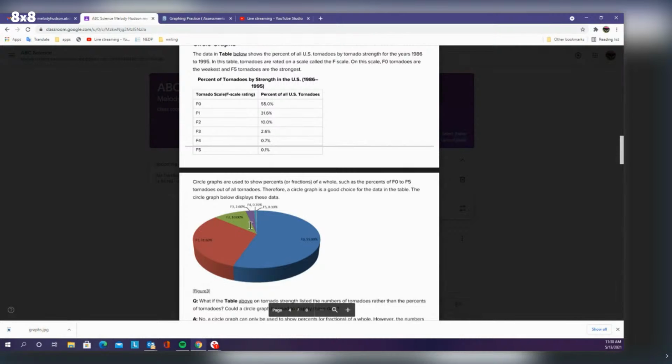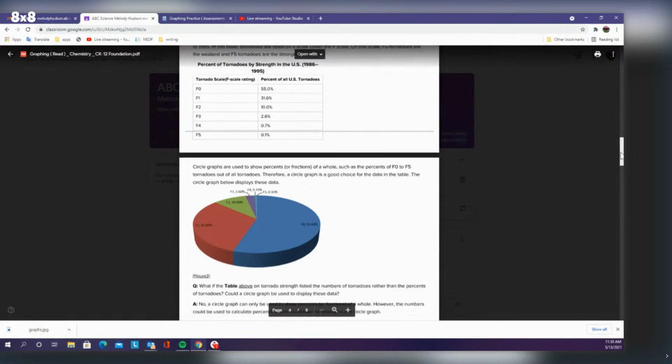Again, we can really see pretty easily that F0 tornadoes are 55%. We know looking at this circle that it's more than half, right? And then we can tell which one is second in occurrence, third, fourth, fifth, with 1%.